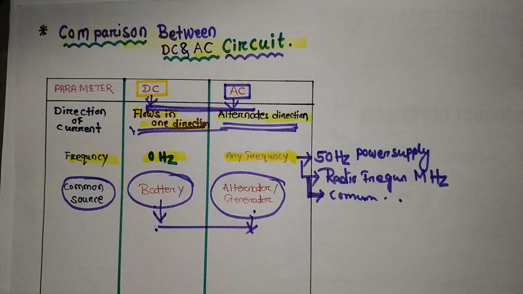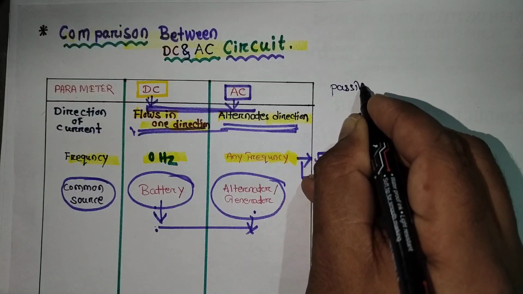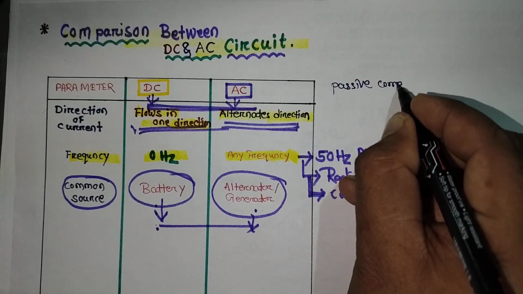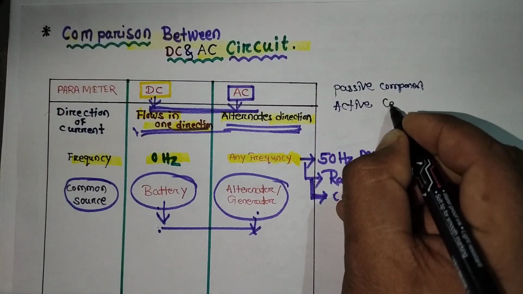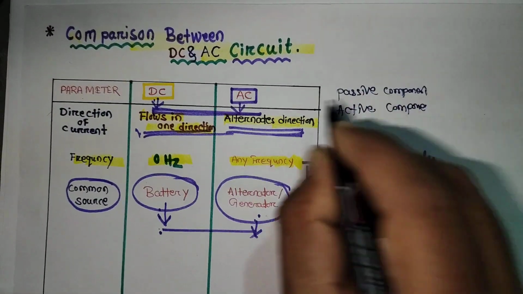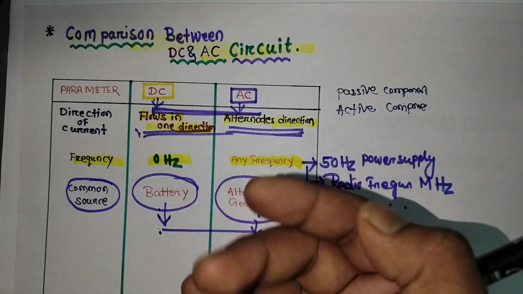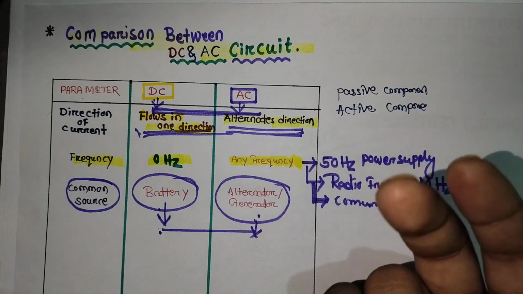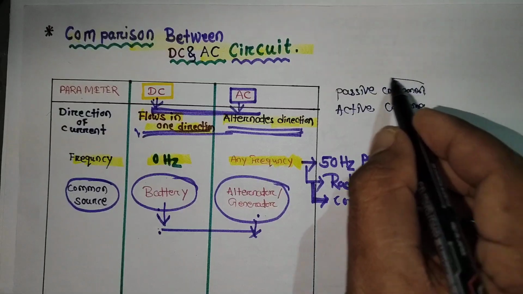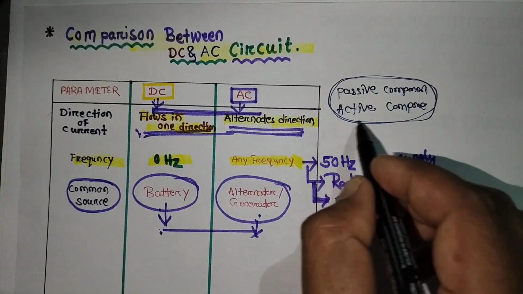In our next video we are going to discuss components, that is passive components and active components. Up to now we have discussed what an analog circuit is, and in the second video the difference between DC and AC circuits. Next we are going to cover components. After components we are going to make circuits one by one.